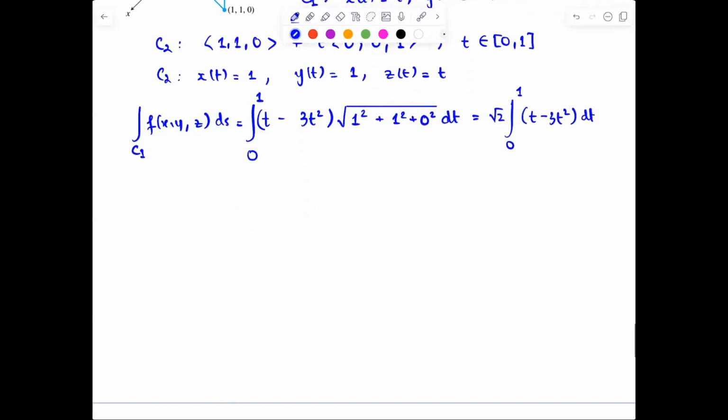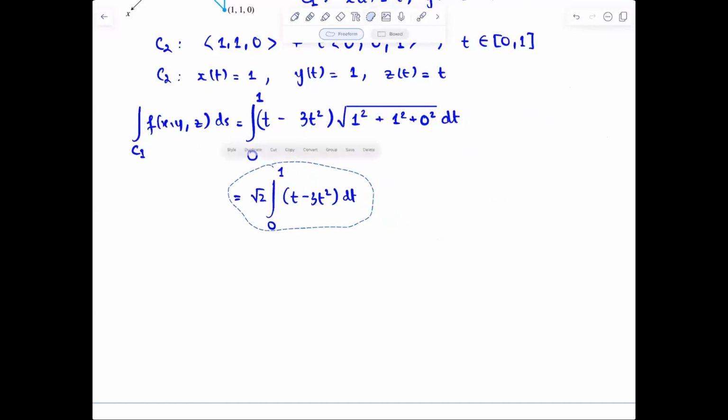And if you do the calculations correctly, you should get this to be negative root 2 over 2.